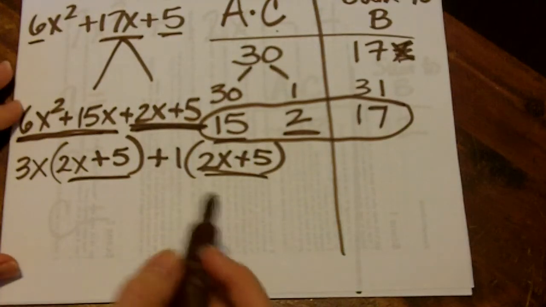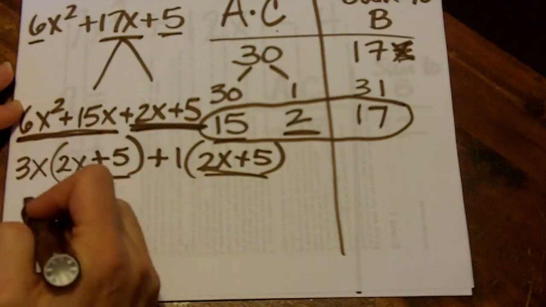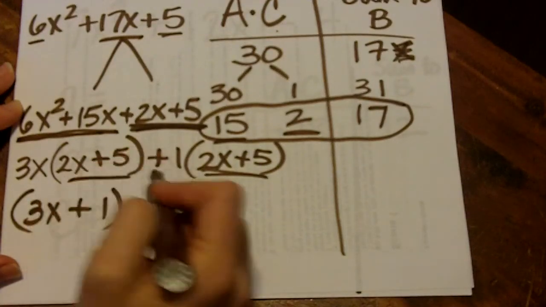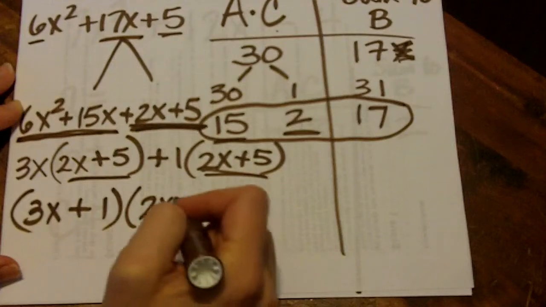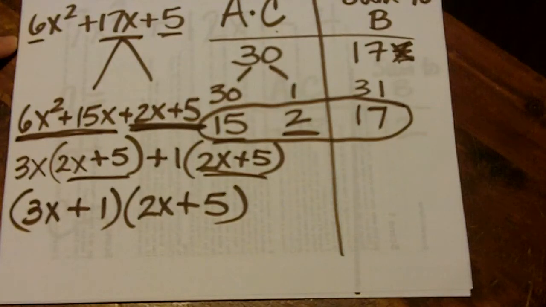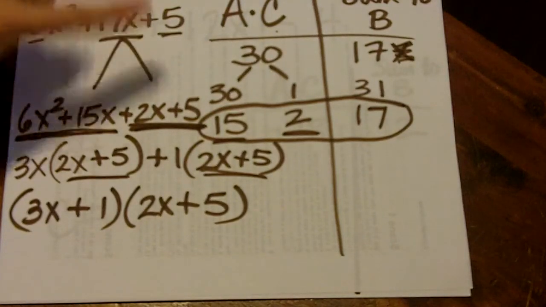That's what you're looking for. Okay, now you're going to take your GCFs and you're just going to add them together in one set. And you're going to take this other set, 2x plus 5, and now we have our two binomials that are the factors of 6x squared plus 17x plus 5.